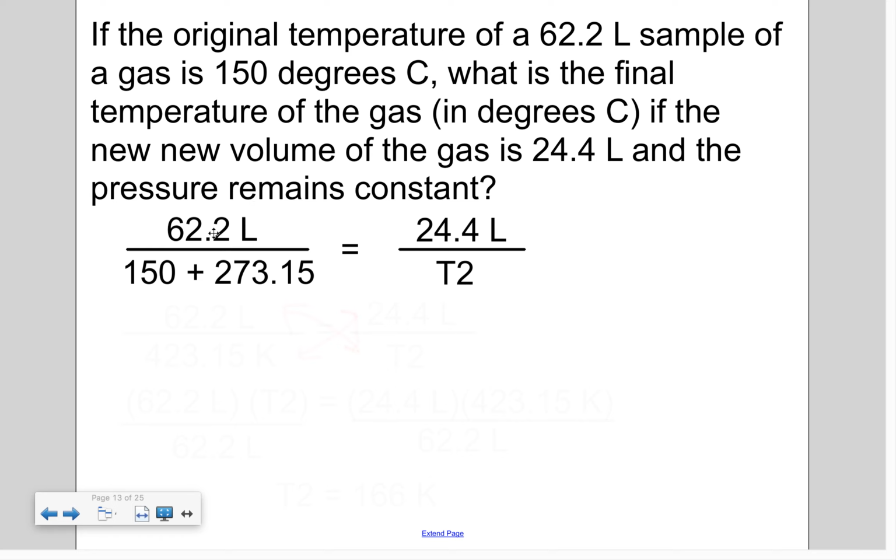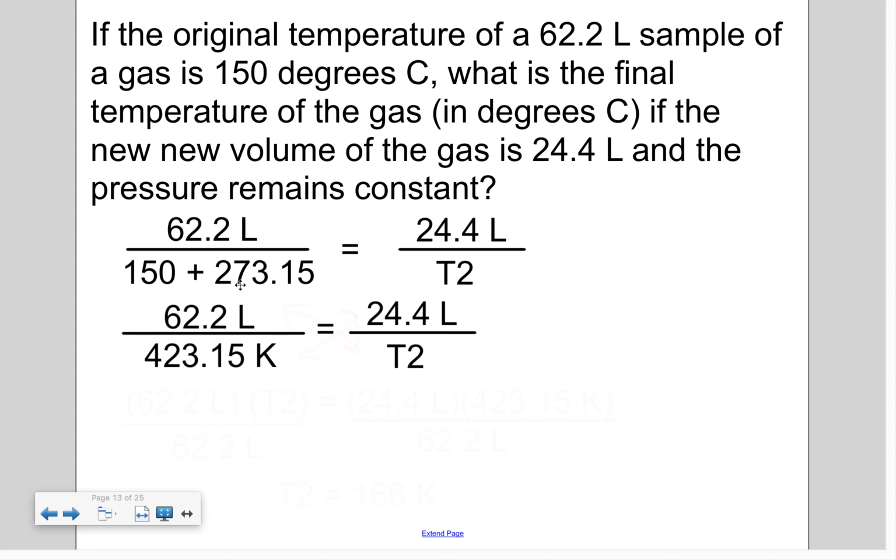Here was my original volume with my original temperature, but I had to convert it to Kelvins. And then here's my liters with my temperature. So when I figure out what my Kelvins was, 150 plus 273 is 423.15. Now I'm going to solve for T2.